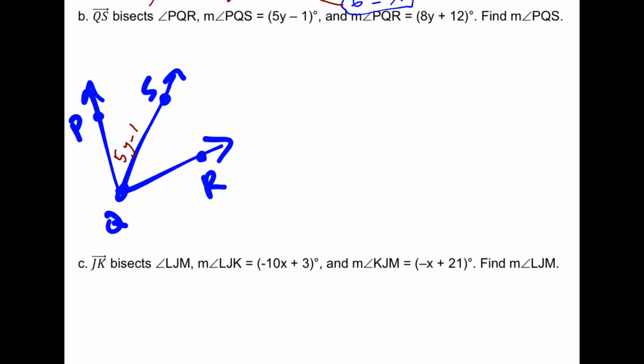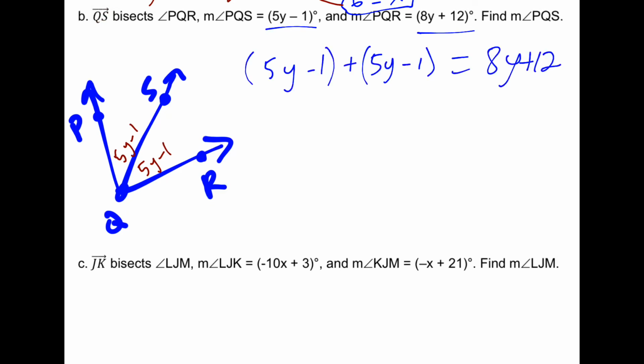In part B, it would be tempting to try to set these two equal to each other again, since we're looking at an angle bisector after all. But if you were to draw the diagram and follow which angles they're referring to, PQS is 5y minus 1, but PQR is the entire thing. So it turns out that whatever this angle is times 2 is equal to the whole. So it's almost like I can label this other angle 5y minus 1 also, since they are congruent, because QS bisects it. So you could write this by adding those two together, or you could think of it as doubling that one angle. Both will give you the same result.